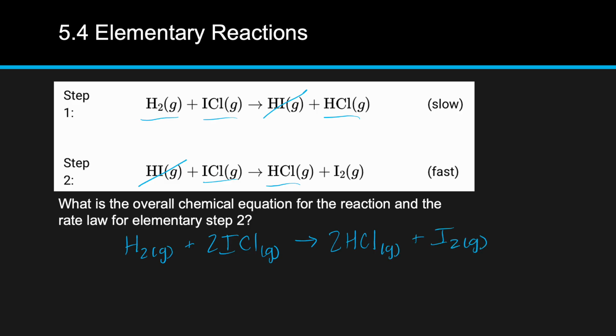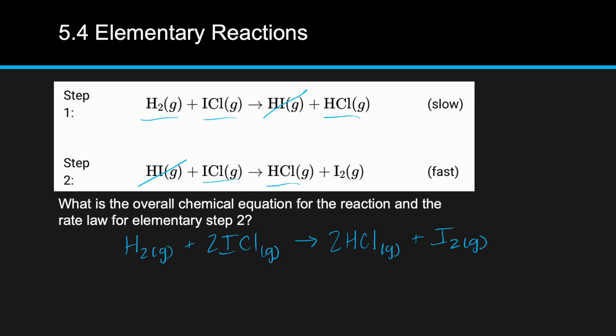So this is our overall reaction. And now it specifically wants the rate law for elementary step 2. Now they can ask for this. This wouldn't be the actual rate law for the equation because step number 2 is not the slow reaction, but it's asking for the rate for step number 2, so we're going to give it to them. So just looking at step number 2, we have 2 reacting particles.